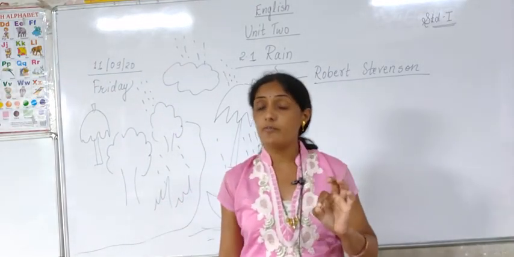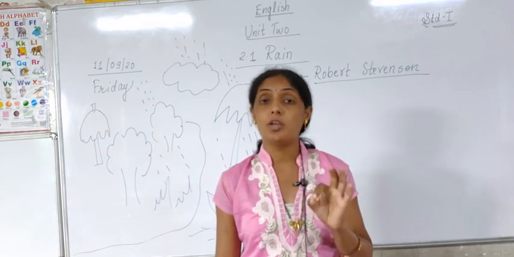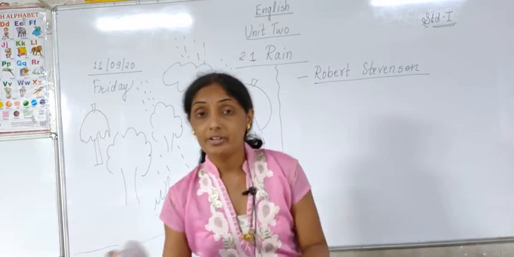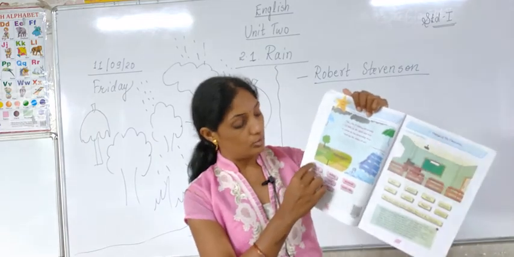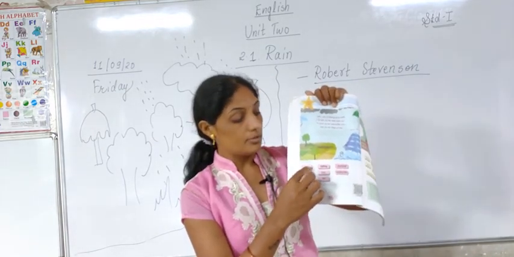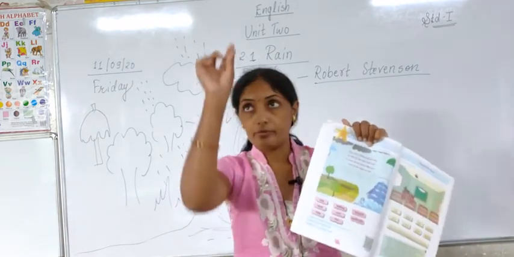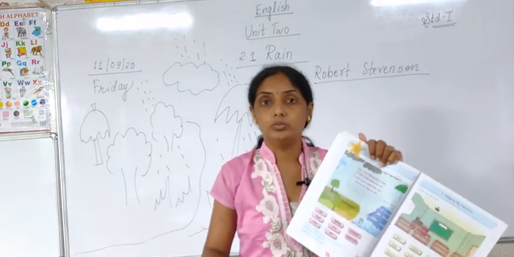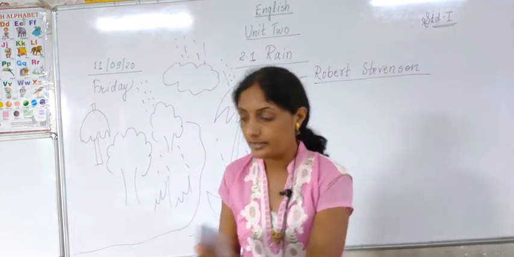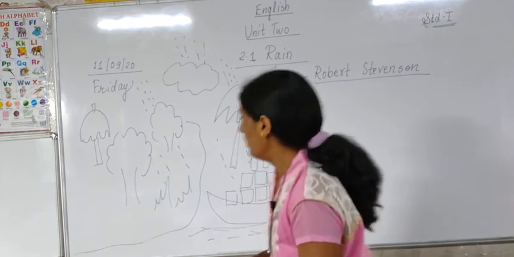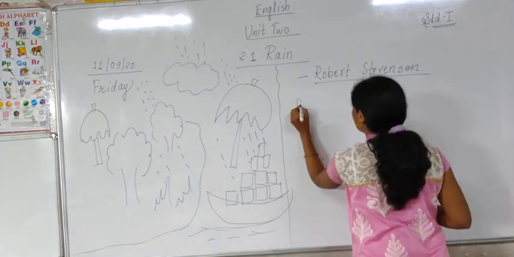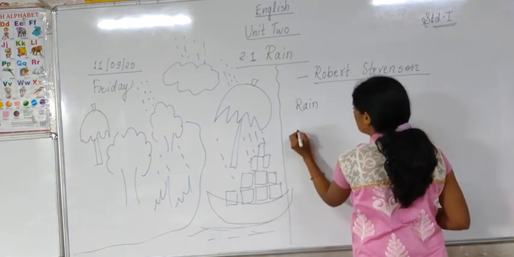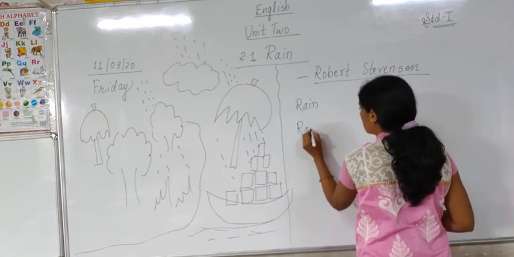Do one thing. Today's your homework is you have to write down this poem in your English notebook. And after that there is a second question given here. Look and say. Some words are given, that all words you have to write down. Understood how you have to write? For example, rain word is given. What you have to do, same word you have to write down again downside.